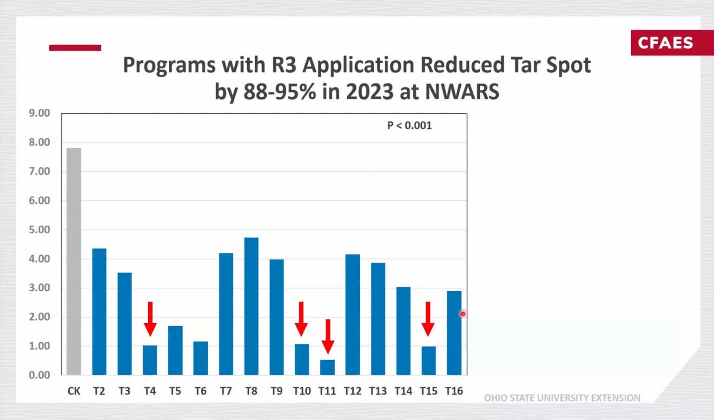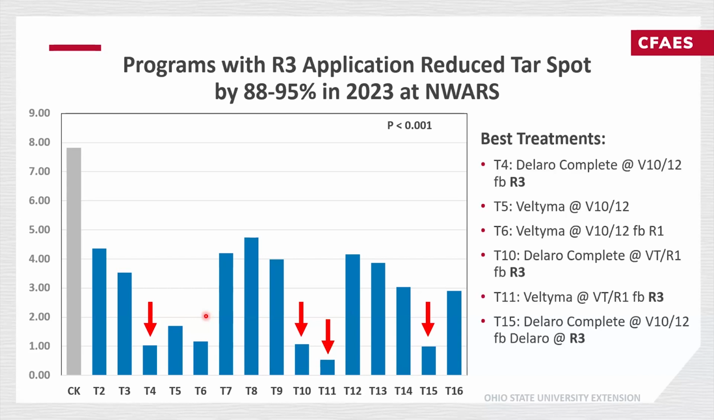And then you can see all of these blue bars are various treatments of products, rates, and timing. Compared to that untreated control, did well. But you can see where those red arrows are. We did have some treatments that really stood out in terms of disease protection.